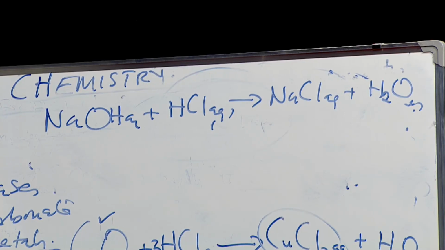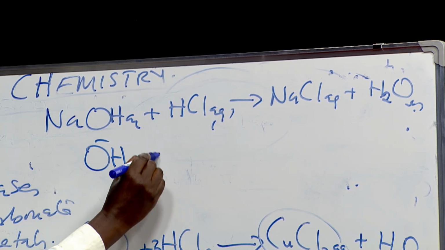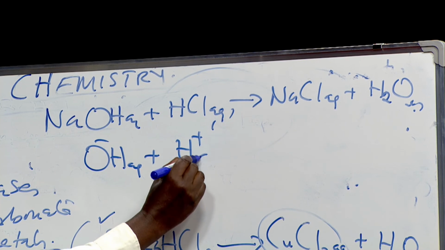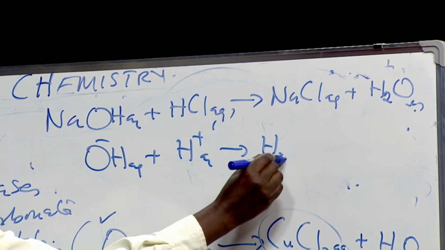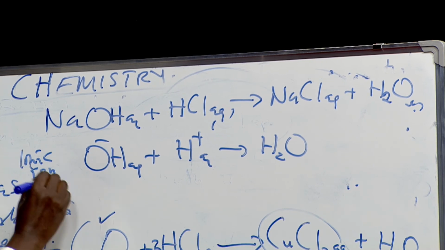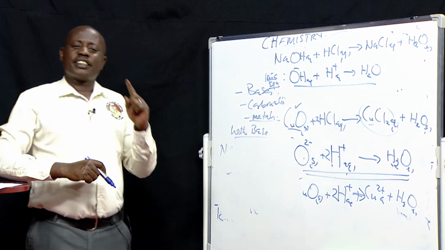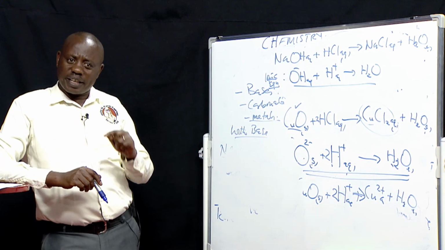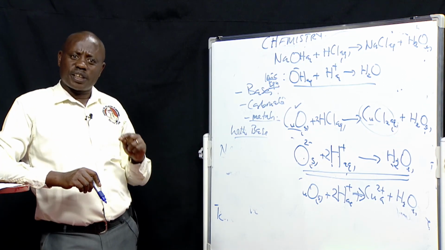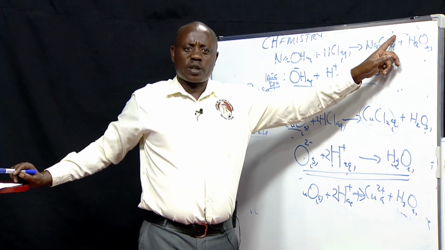In a similar way, we can say we don't know the formula of sodium. So we write hydroxide, and the charge is this one, plus the acid, and you get water. And this one is called the ionic equation. In any case, the only equation which takes place in any chemical reaction is the ionic equation. This one is not that, it's a molecular equation.